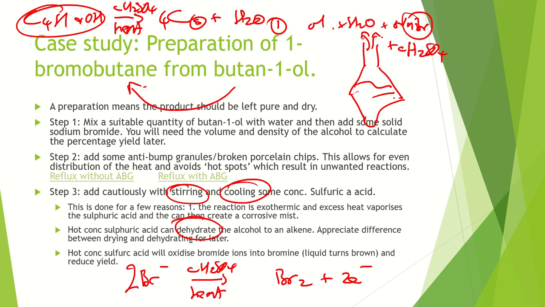1, avoid excess heat vaporizing the sulfuric acid and making a corrosive mist. 2, avoid the excess heat in the sulfuric acid dehydrating your alcohol into an alkene or into carbon and water. Okay? And finally, to avoid your bromide ions, which you want to react with the butan-1-ol to form 1-bromobutane, being oxidized to bromine.